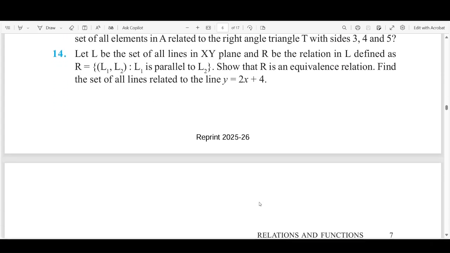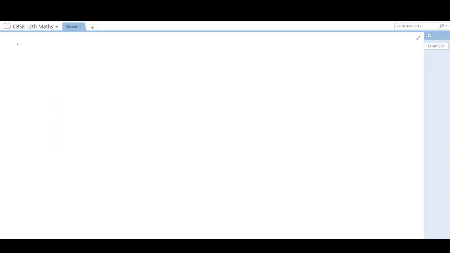Question number 14. Let L be the set of all lines in xy plane and R be the relation in L defined as R equal to set of all ordered pairs L1, L2 such that L1 is parallel to L2. Show that R is an equivalence relation. Find the set of all lines related to the line y equal to 2x plus 4. So first let us verify reflexive.